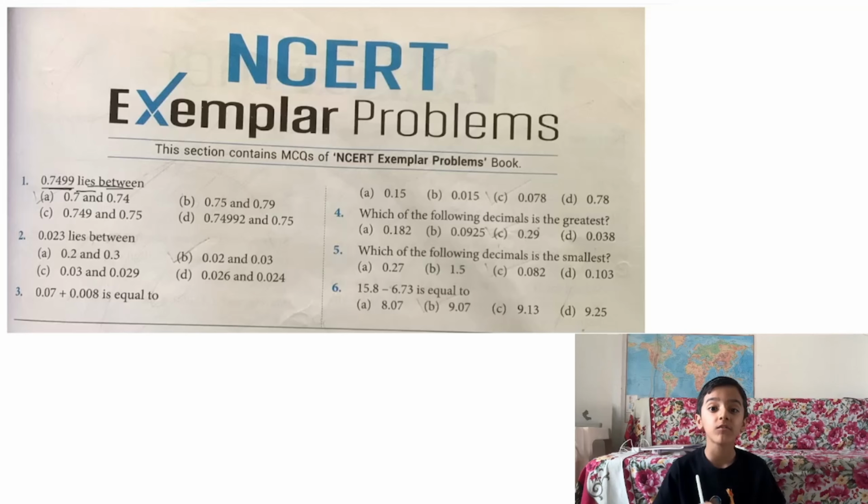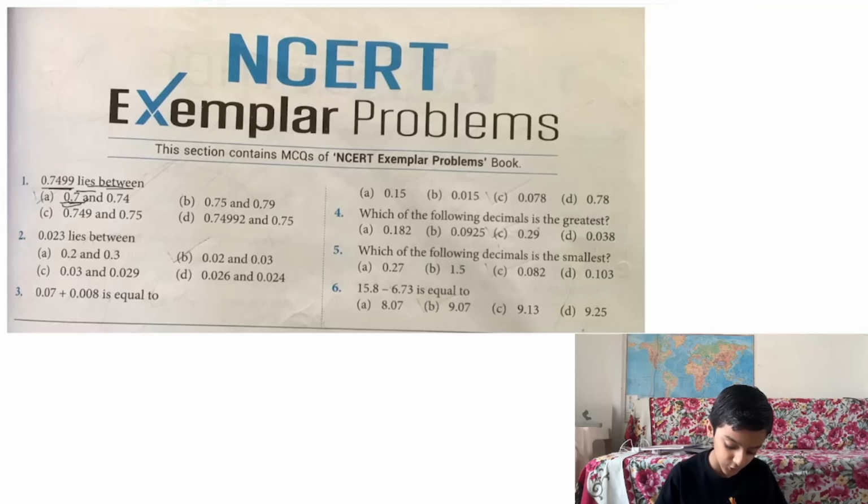Here in this question we will check every option. Let's start checking the first option. It should be after 0.7, and it is after 0.7. The decimal is 0.7499, so it is after 0.7.